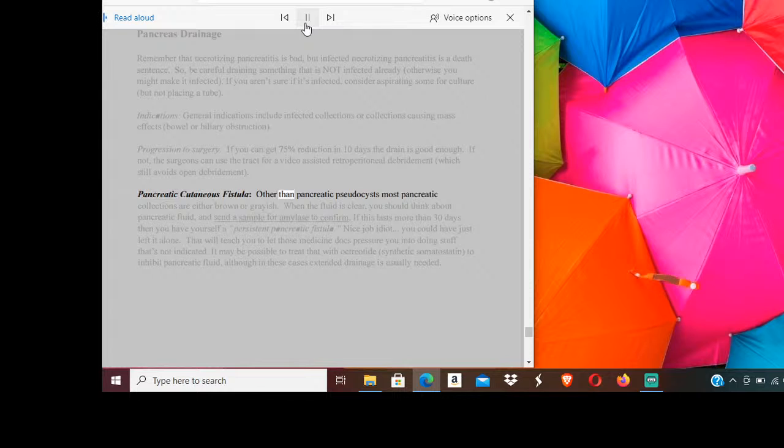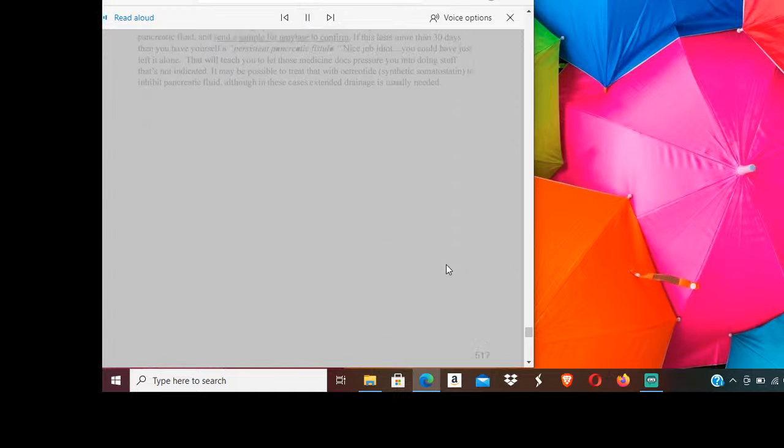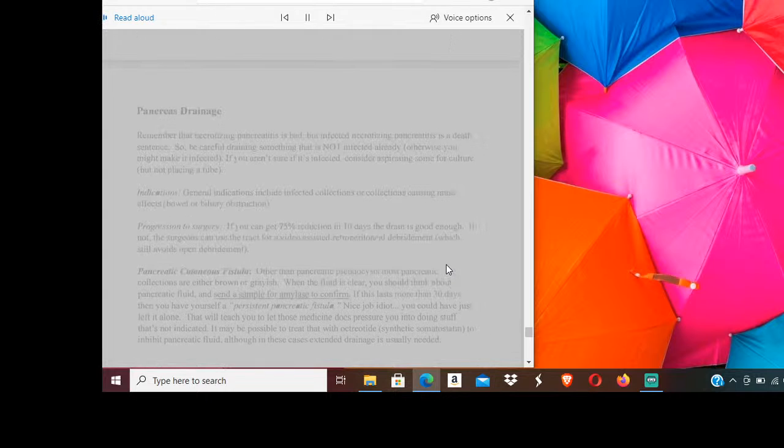Pancreatic cutaneous fistula. Other than pancreatic pseudocysts, most pancreatic collections are either brown or grayish. When the fluid is clear, you should think about pancreatic fluid and send a sample for amylase to confirm. If this lasts more than 30 days, then you have yourself a persistent pancreatic fistula. Nice job, idiot. You could have just left it alone. That will teach you to let those medicine docs pressure you into doing stuff that's not indicated. It may be possible to treat that with octreotide, synthetic somatostatin, to inhibit pancreatic fluid, although in these cases extended drainage is usually needed.